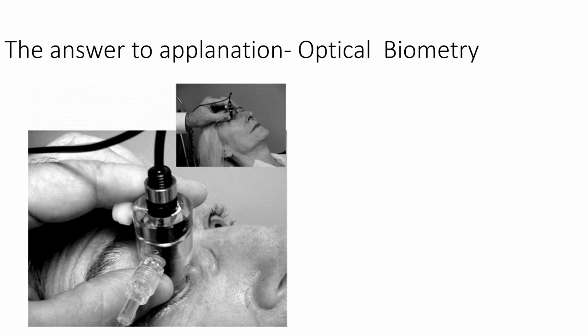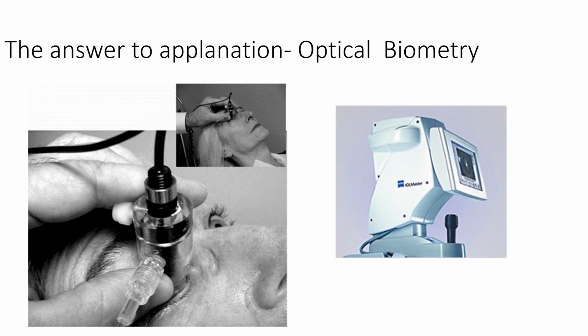We discussed the challenges with applanation biometry and with immersion biometry. The challenge for applanation biometry is corneal compression, which might lead to myopic surprise. The challenge with immersion biometry is that sometimes you might get a longer axial length, which may lead to a hyperopic surprise. The answer could be optical biometry.